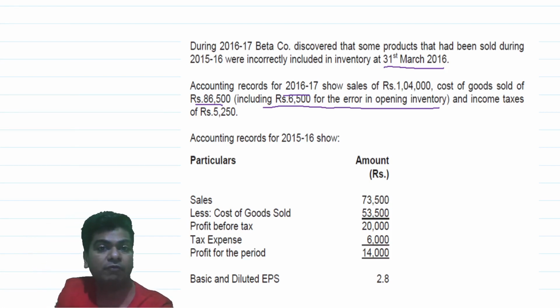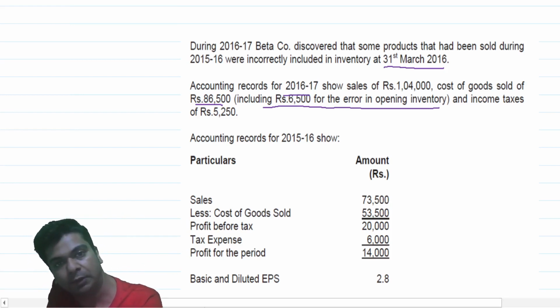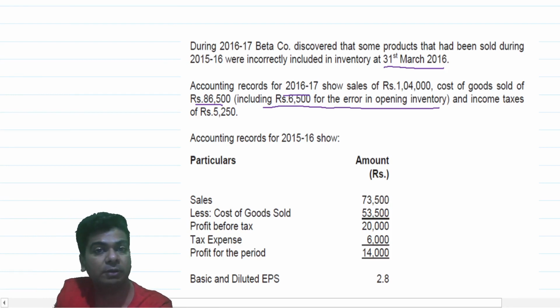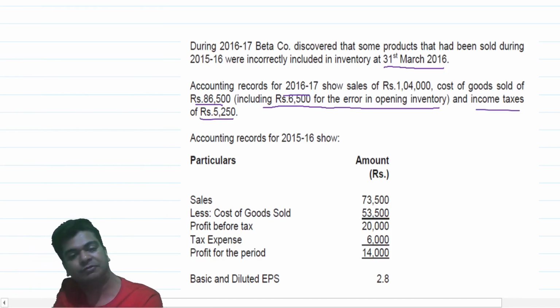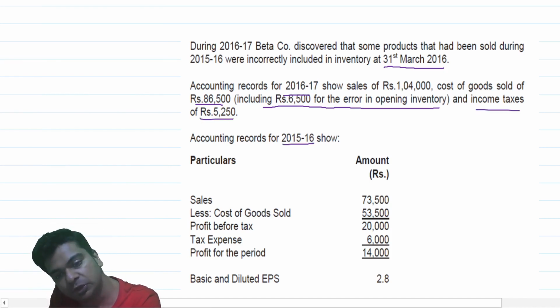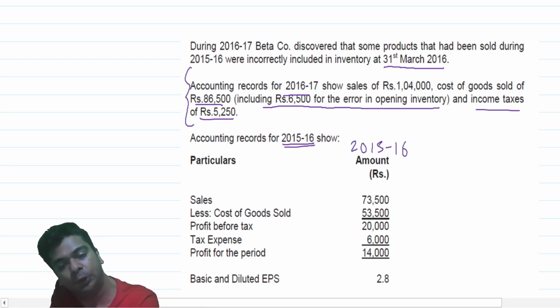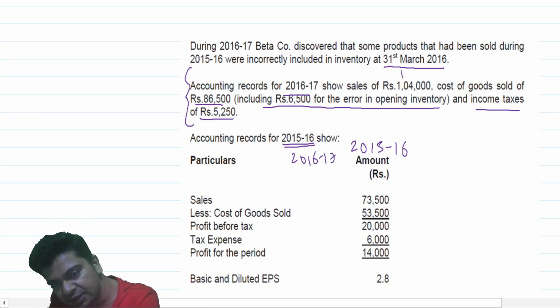It will be opening inventory for current year, but for previous year, it was the closing inventory. It means the closing inventory of the previous year has been erroneously considered higher, or overstated, by 6,500, and its eventual outcome is that in the current year, the opening inventory is also overstated by 6,500. And in the current year, there are income taxes of 5,250. Then they say accounting records for 2015-16 show. That means these figures are for 2015-16, while this paragraph is relating to 2016-17. In 2016-17, they are saying sales is 1,04,000.